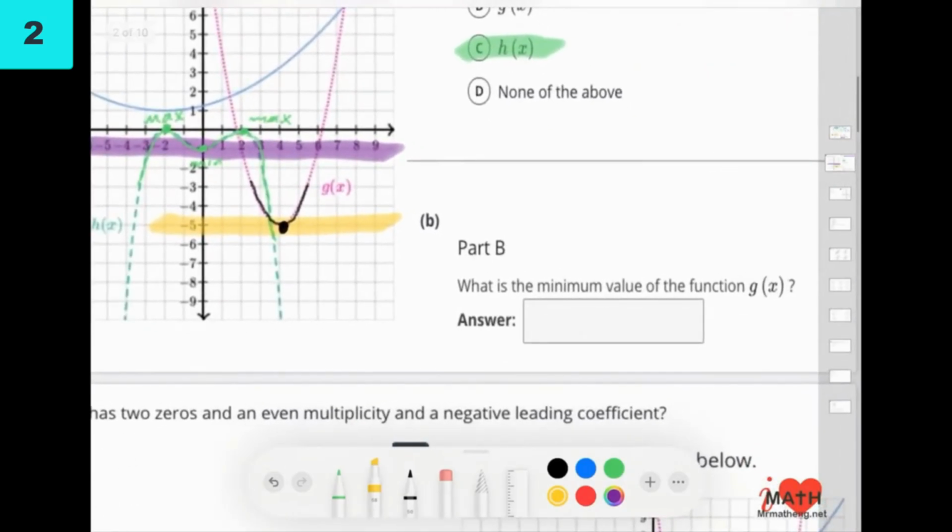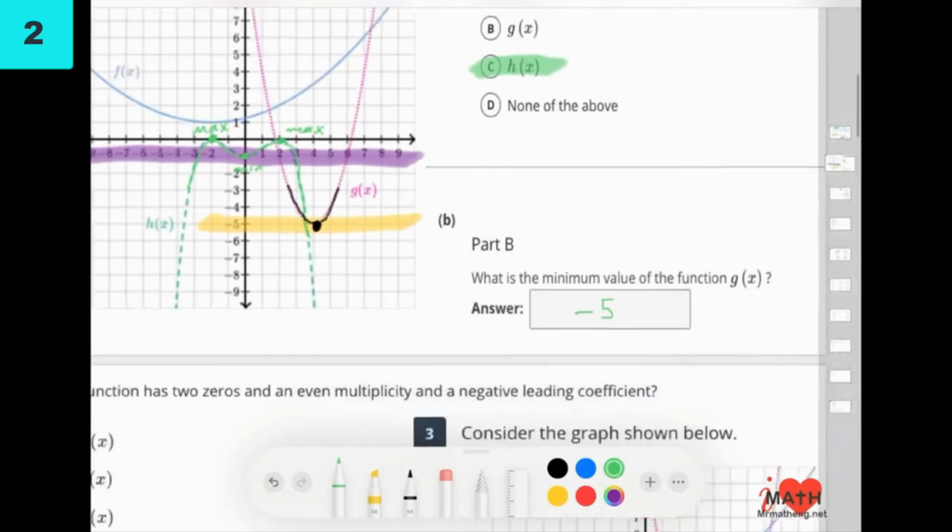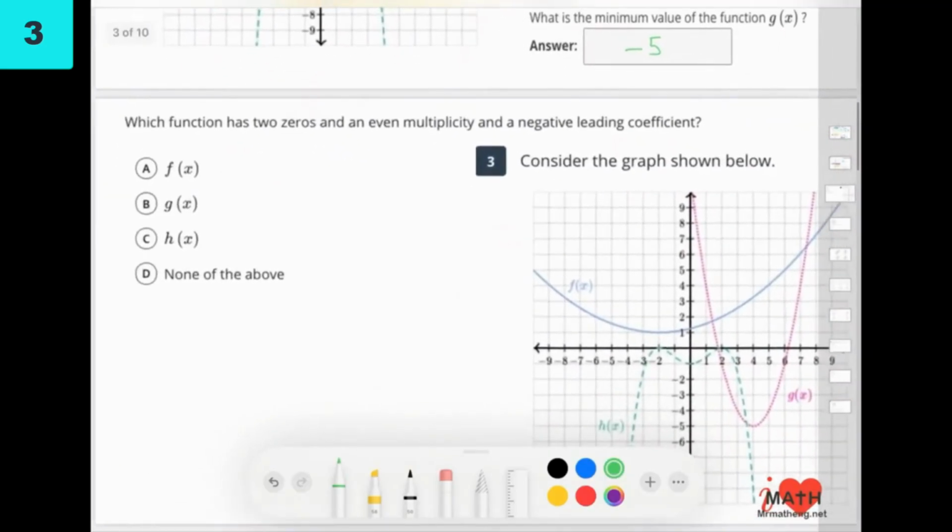When you write the minimum, you are writing the y value. It's just a number. All right, let's move on to question number 3.